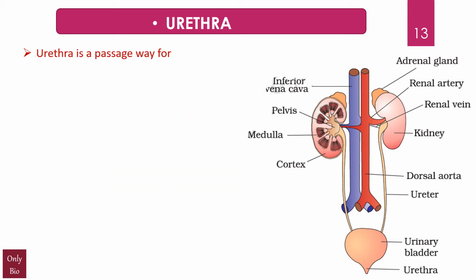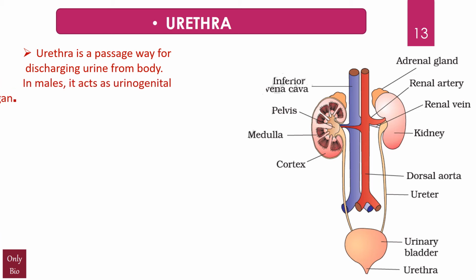So friends, we have to remember that the urethra is a passage for discharging the urine from the body. And in males, it acts as a urinogenital organ. We may call it a urinogenital duct. This can be asked to you as an assertion-reason question. Now, what is the reason behind it? It's very simple: in males, the urethra passes through the penis and acts as a common passage for both urine as well as semen.